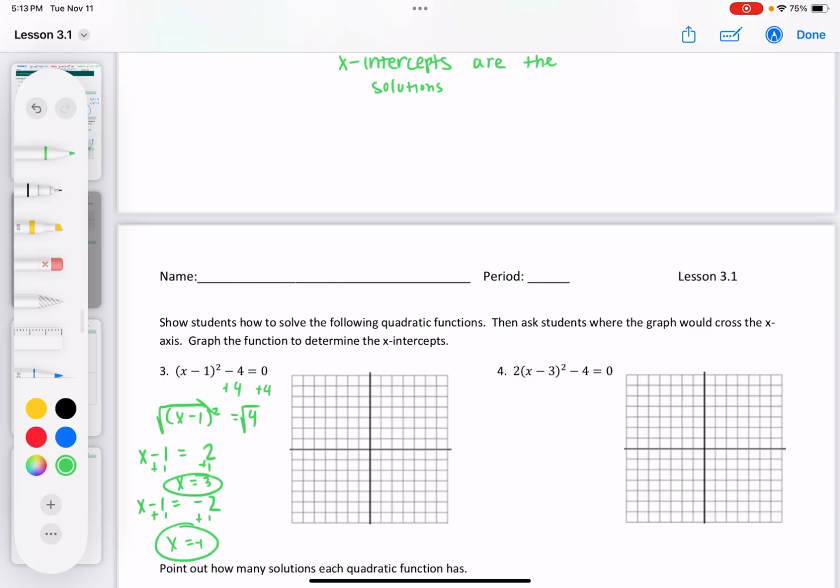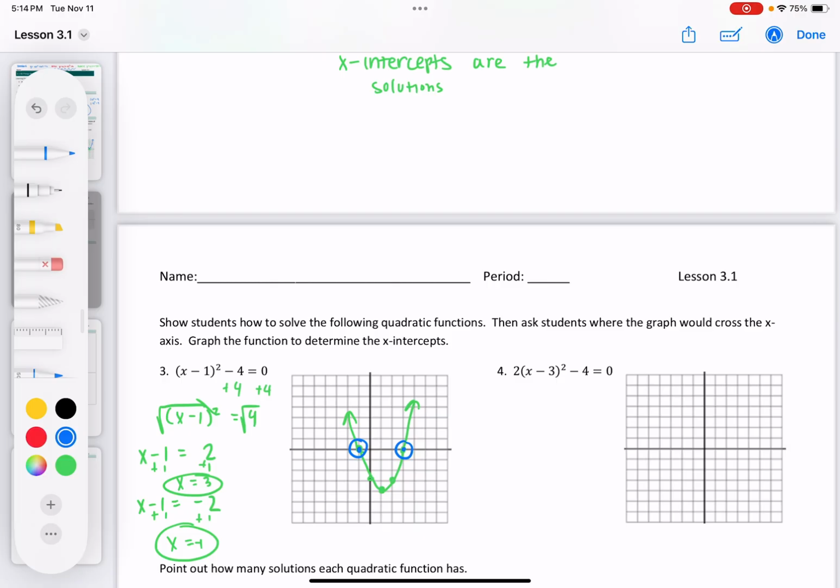So those are our 2 solutions. If we were to graph that, we would see that those are crossing again at those solutions, 3 and negative 1. So that worked out for us. Okay, number 4, we got even more happening there.